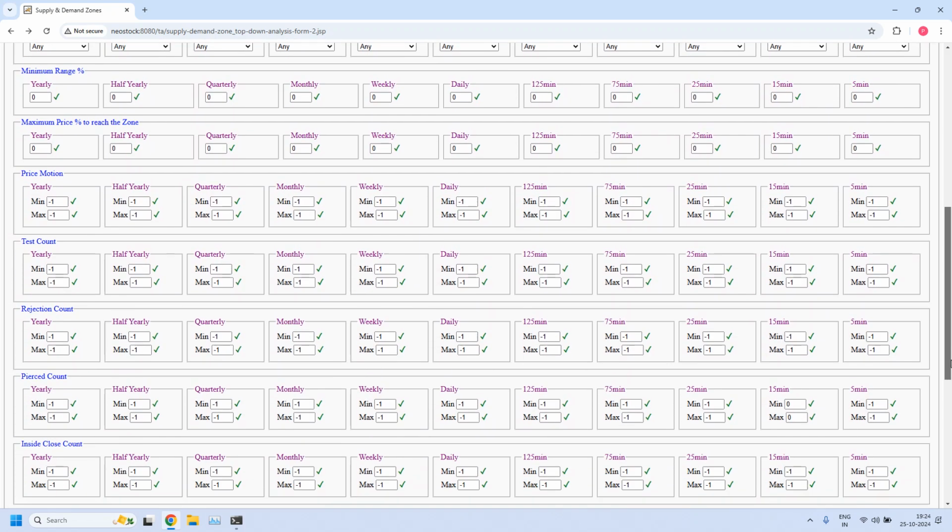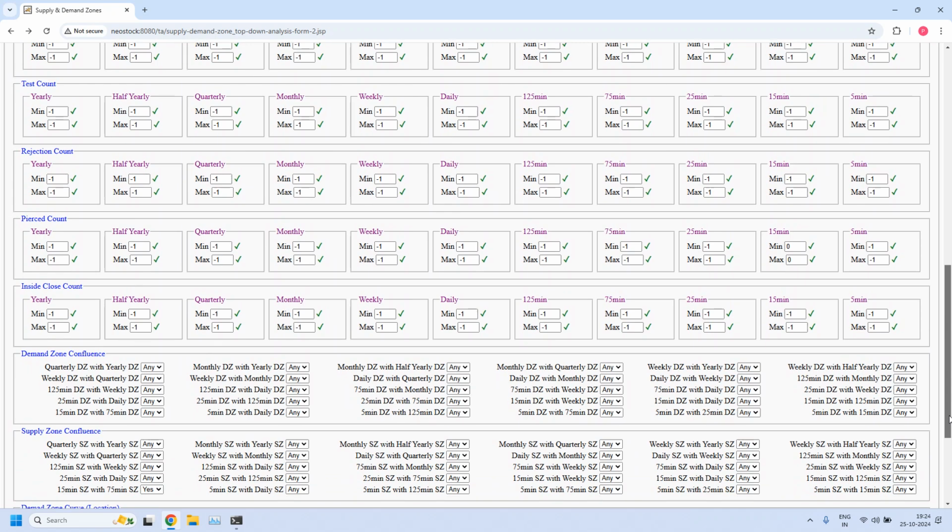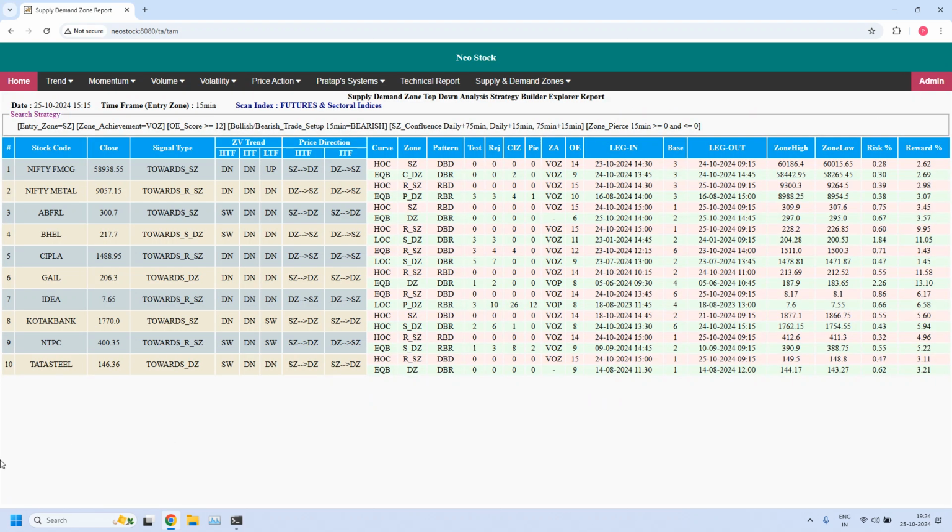Let's look for LTF, ITF, HTF supply zone confluence. Already one filter is enabled. The remaining two filters are 15-minute supply zone with daily supply zone confluence, and 75-minute supply zone with daily supply zone confluence. With all the three filters, we got 10 stocks. Out of 15, 10 stocks are having LTF, ITF, HTF confluence. That means the entry time frame 15-minute supply zone is part of the 75-minute supply zone, and both together are again part of the daily supply zone. Currently all the zones are part of the daily zone.